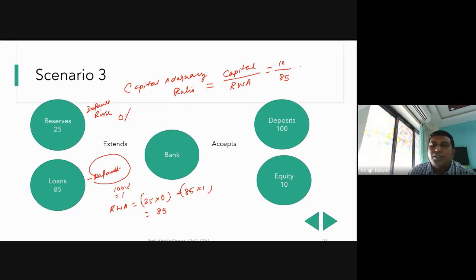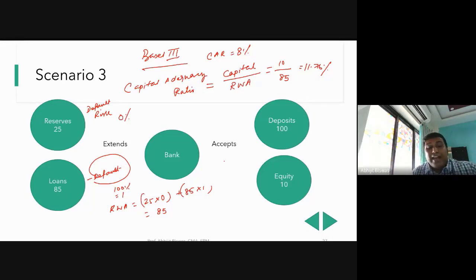So what is the ratio? 10 divided by 85. If you have a calculator, you can calculate 10 divided by 85. It comes to 11.76%, right? 11.76%. And according to the Basel norm, that is Basel 3, the current norm, these are again a regulatory organization. The capital adequacy ratio should be at least 8%. So you can see at present it is higher than 8%. So there is no problem.